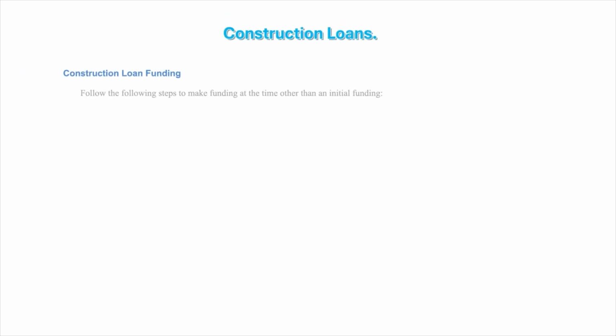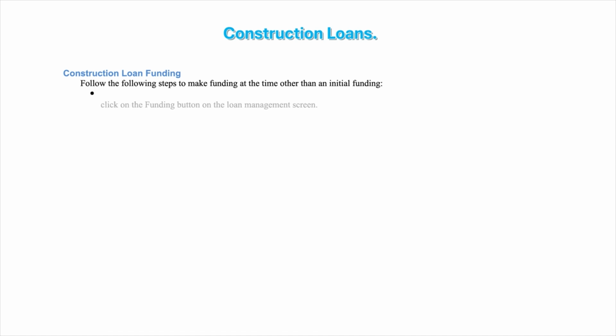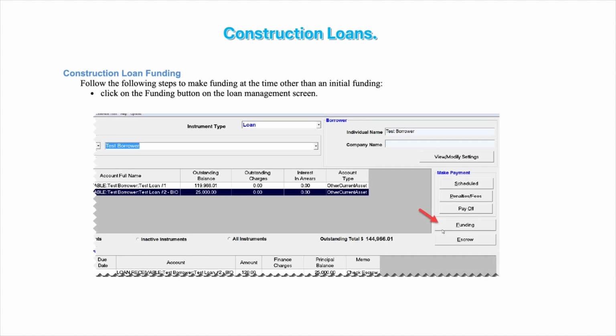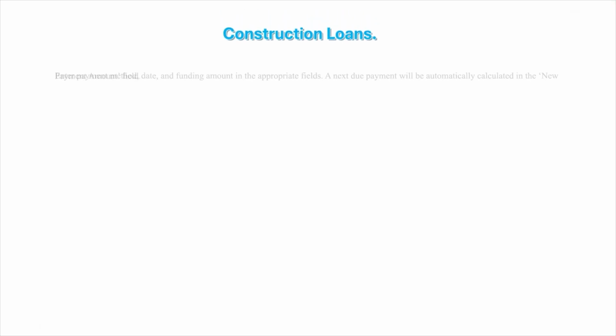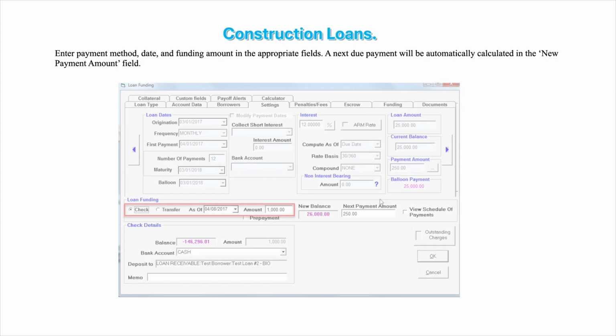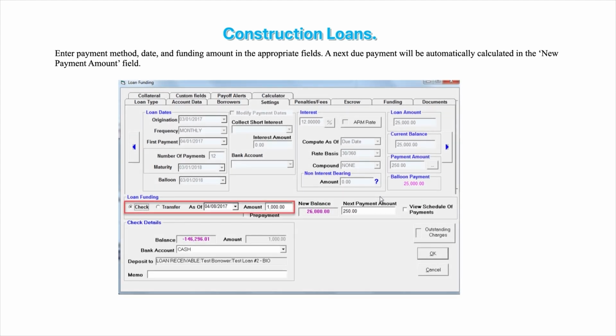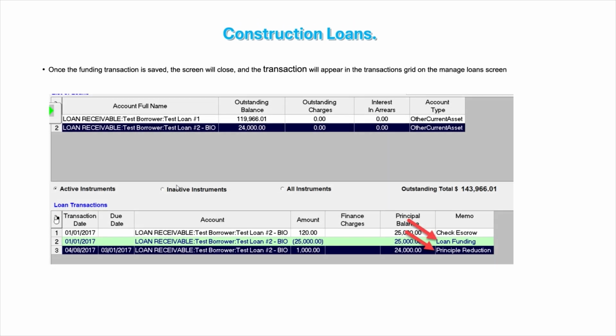Construction loan funding. Follow these steps to make funding at a time other than the initial funding. Click on the Funding button on the Loan Management screen. Enter payment method, date, and funding amount in the appropriate fields. The next due payment will be automatically calculated in the New Payment Amount field. Once the funding transaction is saved, the screen will close, and the transaction will appear in the Transactions grid on the Manage Loans screen.